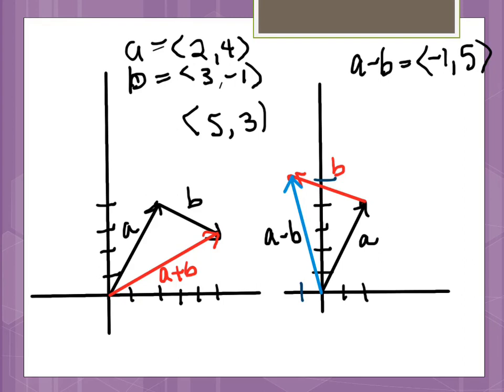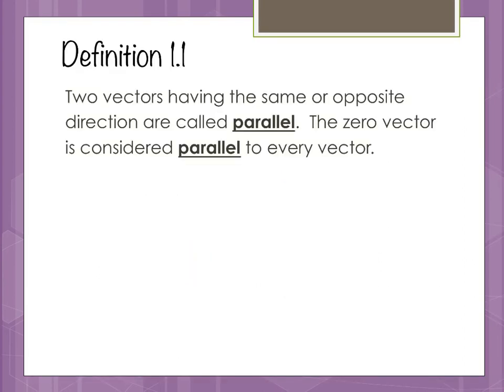All right, let's move to the next idea about vectors. Two vectors that have the same or opposite direction are called parallel. That makes sense. The direction is exactly what's determining what we interpret as a slope of something. The 0 vector is considered parallel to every vector, kind of by default, right? It's not really got a direction, so by default it gets to be parallel to every vector.